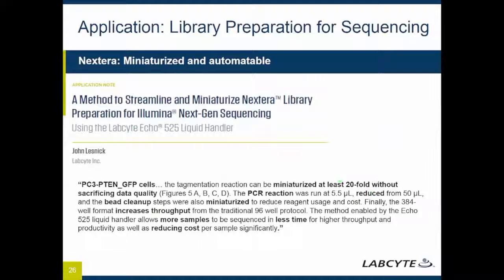In this application note, we describe a method to streamline and miniaturize Nextera library preparation for NGS. In this note, we use prepared libraries from the PC3 P10 GFP cell line and miniaturize the tagmentation reaction 20-fold without sacrificing data quality. The PCR reaction was reduced to 5.5 microliters from the 50 microliter manual method, and by using a 384-well format, we enable more samples to be prepped by increasing throughput while reducing cost.